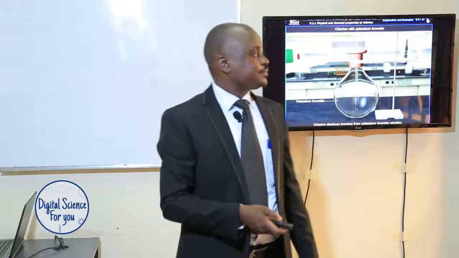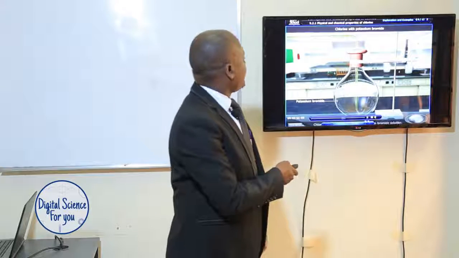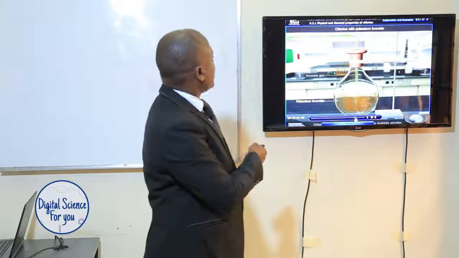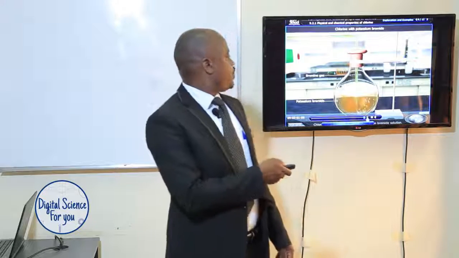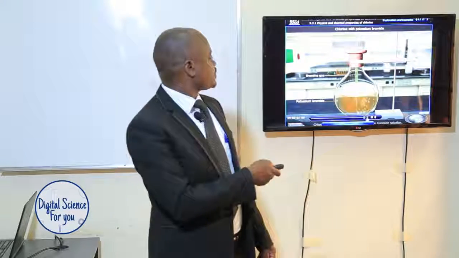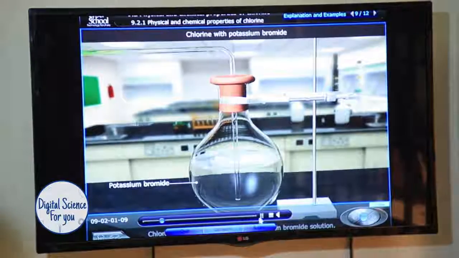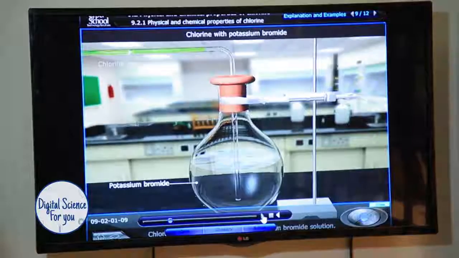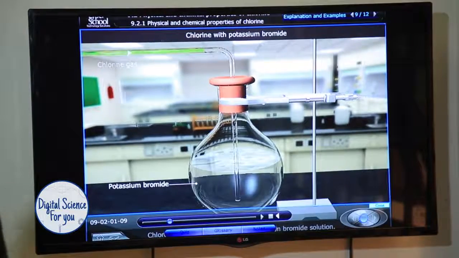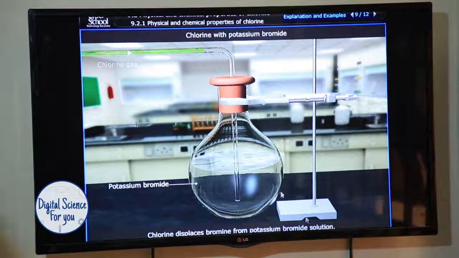Our next property will be how chlorine reacts with potassium bromide. So here, chlorine is bubbled through potassium bromide. We're going to play it again. At the beginning, potassium bromide is colorless. When we bubble chlorine through it, the colorless solution turns reddish brown.